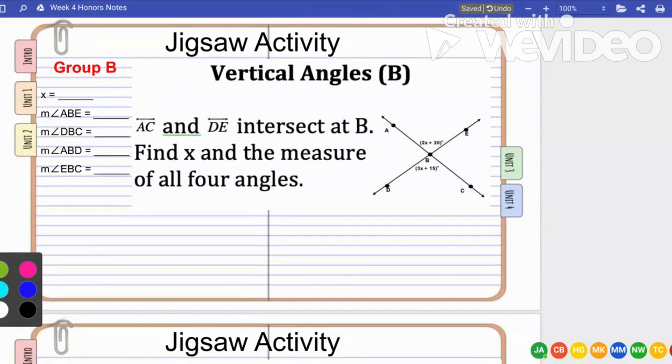The second example, these are called vertical angles. Back in our vocabulary from yesterday, we talked about vertical angles are always going to be congruent to each other. So 2x plus 20 equals 3x plus 15. We end up getting x equals 5. Plug it back in. 2 times 5 is 10, plus 20 is 30 degrees. We're also going to get 30 degrees down here.